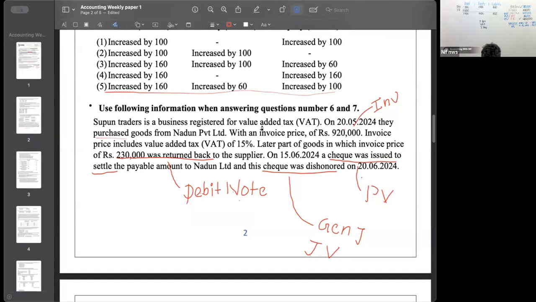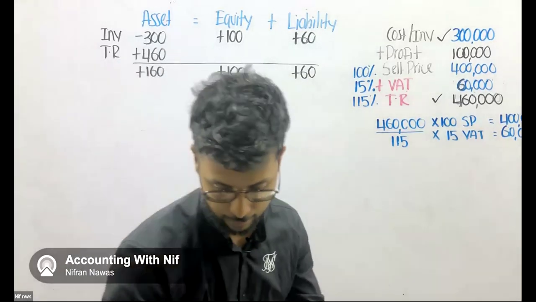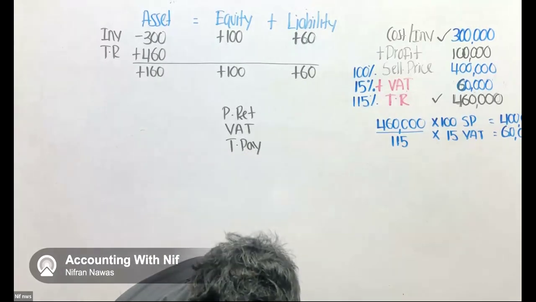Supun Trader is a business registered for VAT on 20th May 2024. They are purchasing goods from Nadun Private Limited with an invoice price of 920. The invoice price includes VAT. Later, part of the goods, with an invoice price of 230, was returned. The invoice price is already including the value added tax, which means in this 230 also value added tax is included.